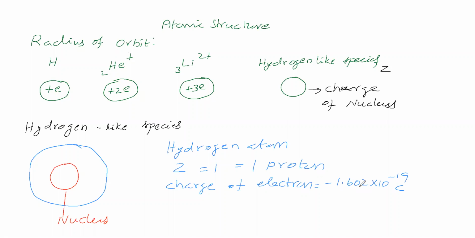Next, we will take the charge of the proton. The charge of the proton is equal to plus this much value, and the charge of the electron is equal to minus this much. So the charge of the proton and the charge of the electron have the same magnitude, but the sign is opposite.